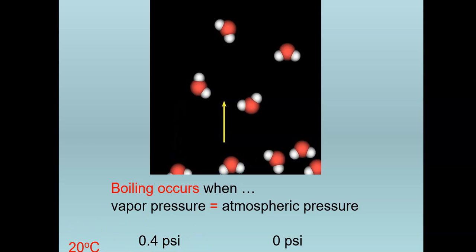Well, it still is going to exert that 0.4 pounds per square inch, but now there's no air pressure pushing back against it. And so the vapor pressure is more than equal for that water at 20 degrees Celsius compared to the atmospheric pressure, and so the water boils. It's literally boiling at room temperature.